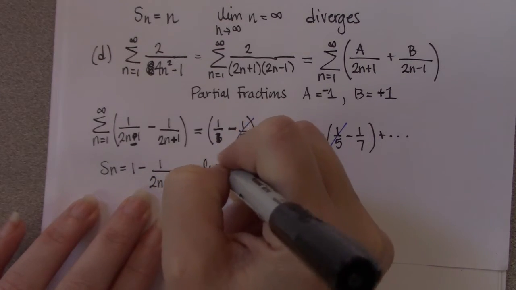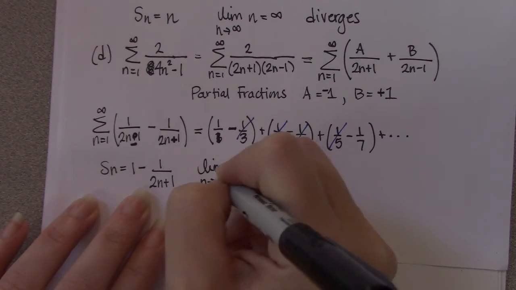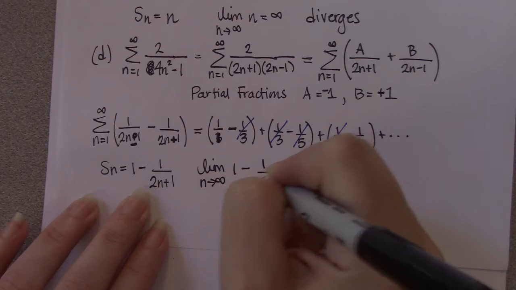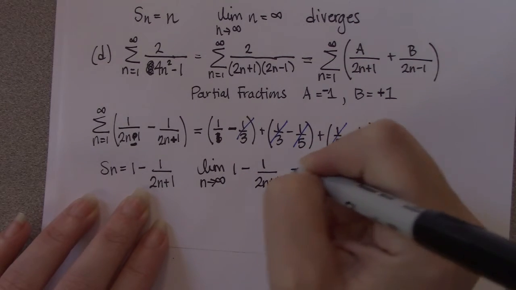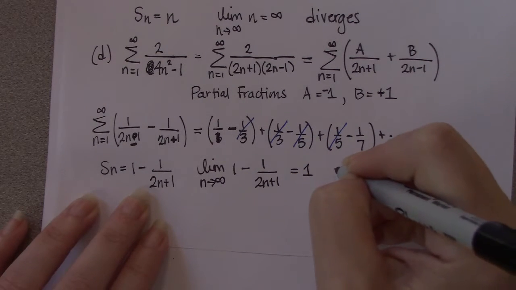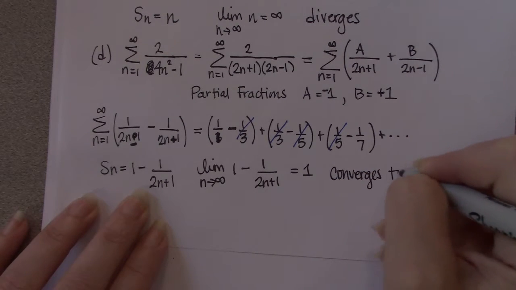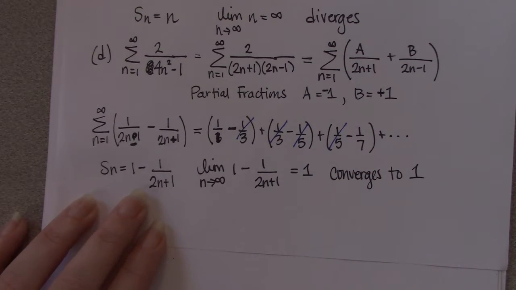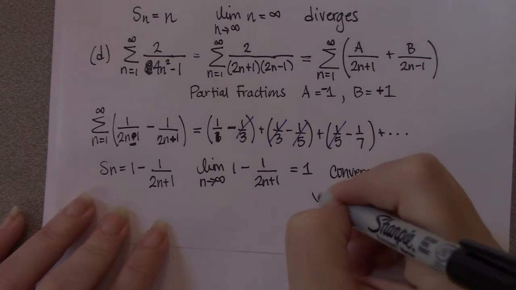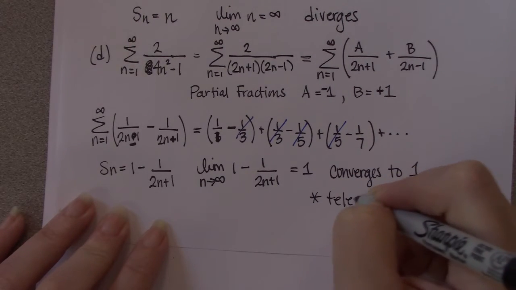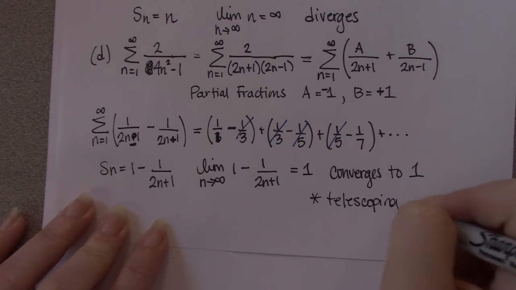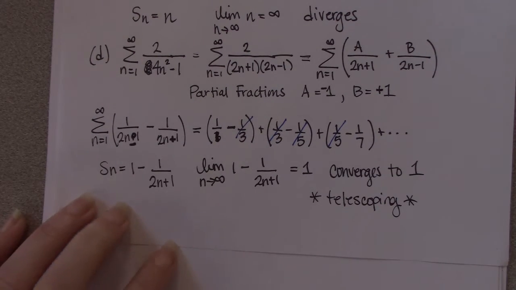So the limit of this is just going to be 1. And so this series converges to 1. And this is another example of a telescoping series.